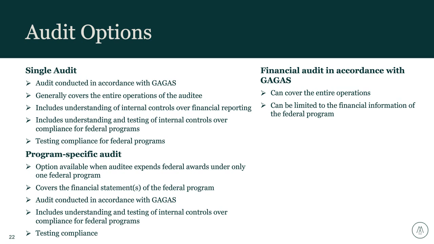And then the last option that I had gone over previously is the financial audit in accordance with generally accepted government auditing standards. Again, there's a couple options. It can cover the entire operation, so the consolidated financial statements of the organization, or again, it could be limited just to the federal program itself. So for those that have just the PRF funds, then the audit could be done just of those funds.